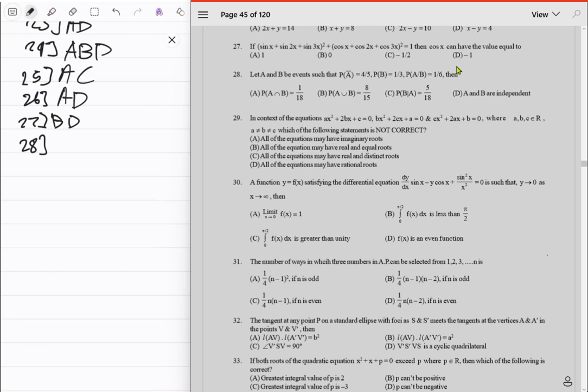28. 28 is that A, B, B minus the probability of A not happening is 4, probability of A happening is just 1 upon 5. Okay, probability of B happening is 1 upon 3, probability of A happening given B is 1 upon 6.